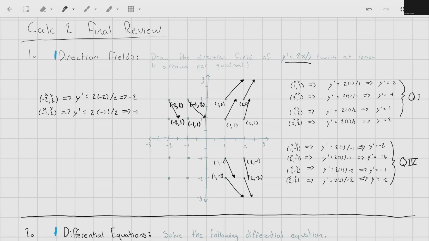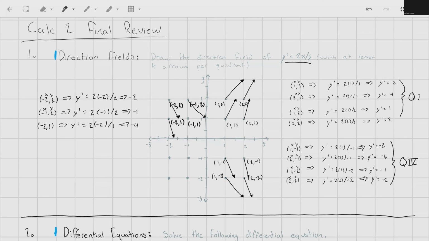The next one would become -2, 1. Y prime equals 2 times -2 divided by 1. That's going to become -4. So something like this, really steep.